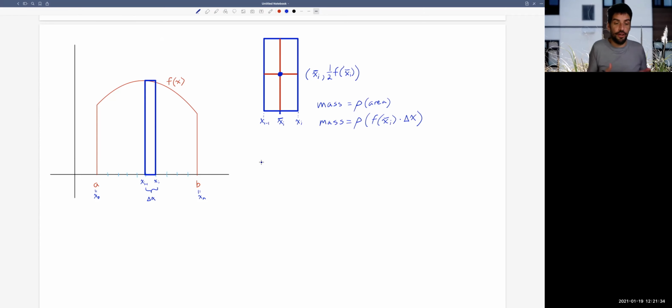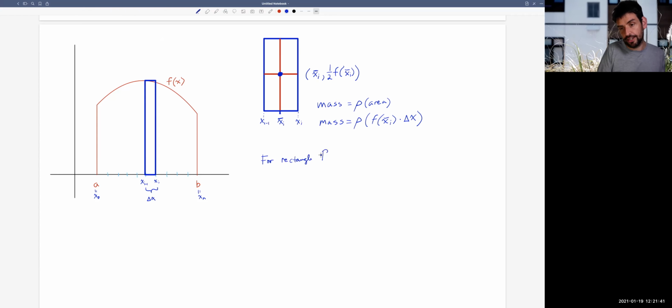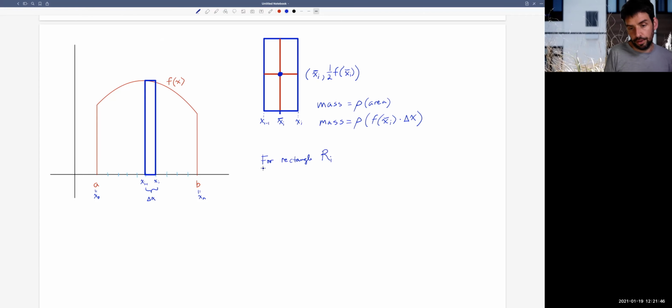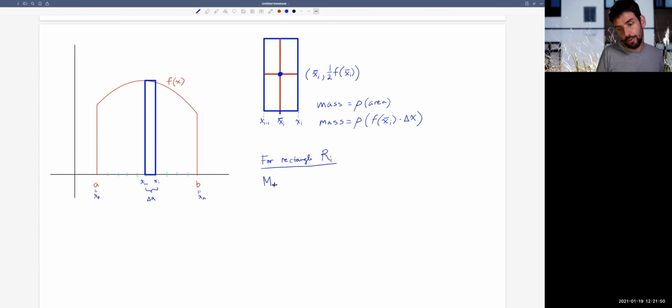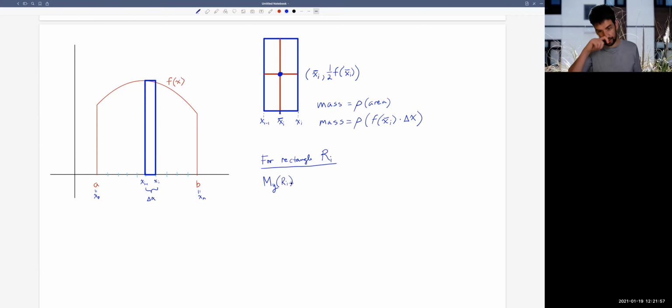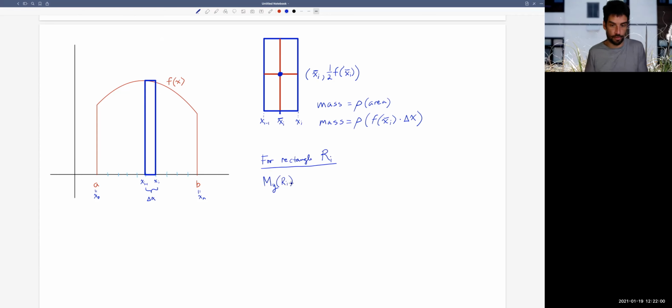So let's figure out the moment for each rectangle. For rectangle, I'll call it rectangle R sub i, we're going to have the following. We have the moment with respect to the y-axis, and I'm going to add to this notation, just meaning for this particular rectangle. We're going to have lots of moments. There's the moment for this particular rectangle, for any other particular rectangle, and then we're going to have a moment for the whole thing. So I want to make sure I know which one I'm talking about.